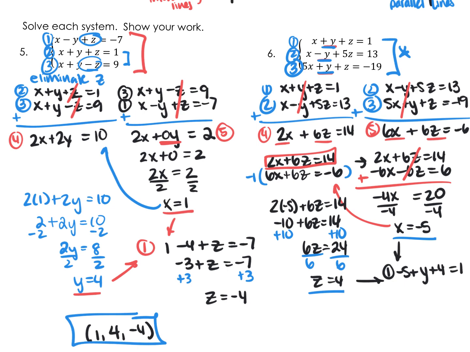Negative 5 and 4, we can combine those because they're on both sides. 12y minus 1 is equal to 1. Add 1 to both sides, and we get y is equal to 2. So then our final answer here will be negative 5 for x, 2 for y, and 4 for z.